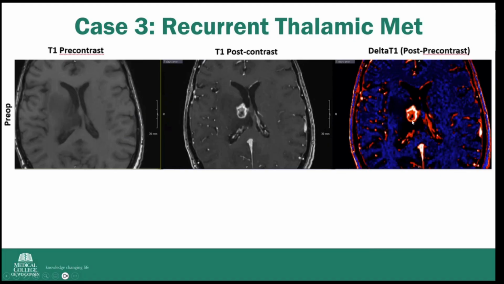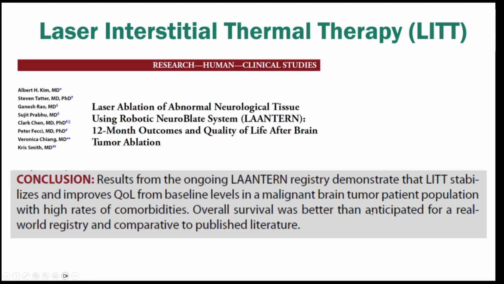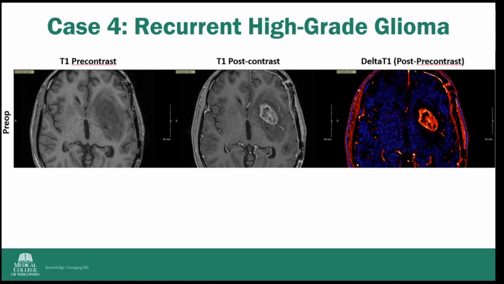Deep-seated lesions are also well treated with LITT. This is one that initially got SRS and recurred. Again, just the demonstration between the pre-treatment and the post-treatment delta T1 is night and day. So for recurrent glioblastomas, it's thought to be about the same.